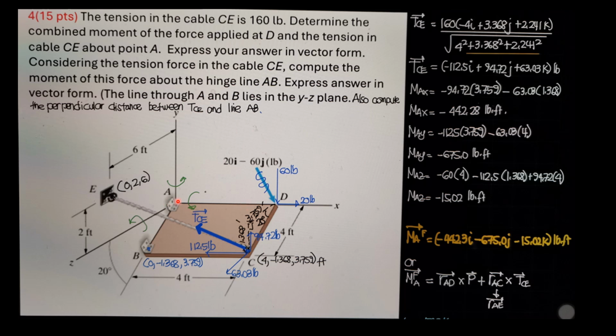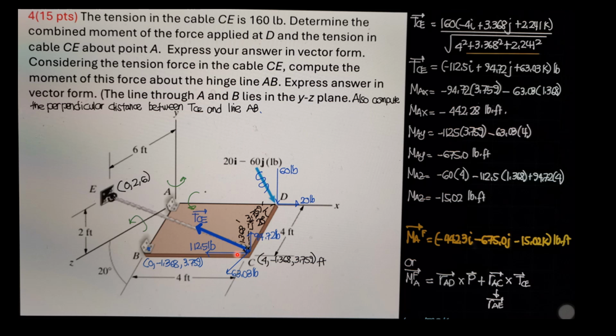So first, the moment about AX, this is the positive sense. Take note that D lies on AX, and this force at D passes through the x-axis. So therefore, these two components have no moments about AX. Then for the components of the tension force, 112.5 is parallel to AX.